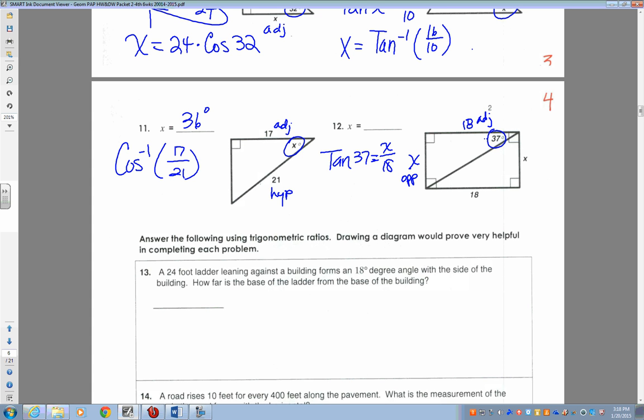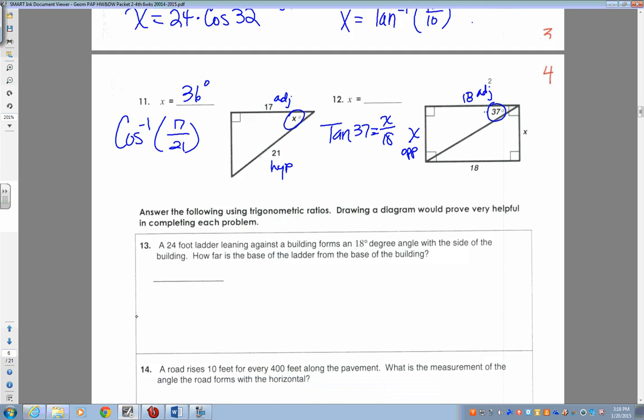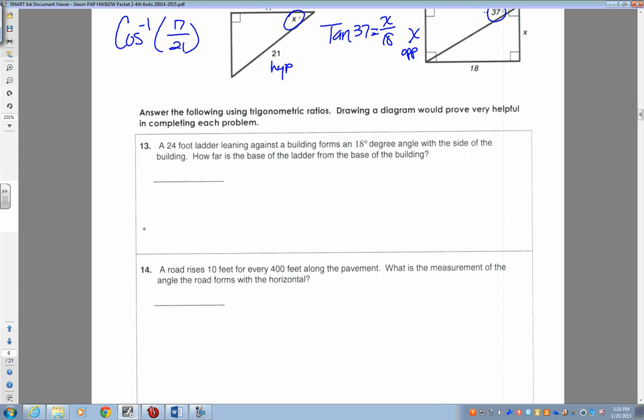X is where? On top, so you do what? Multiply, okay? Now, I'm going to let you do that one. And I'm going to start drawing the pictures for the next two. Yeah, 13.6 is correct.